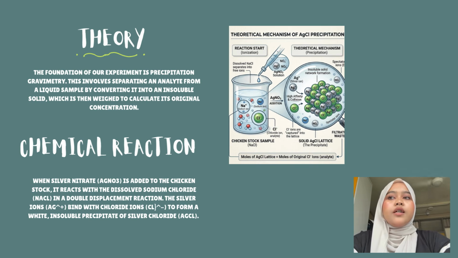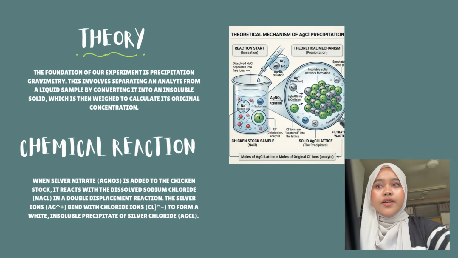For the chemical reaction, when silver nitrate, AgNO3, is added to the chicken stock, it reacts with the dissolved sodium chloride, NaCl, in a double displacement reaction. The silver ions, Ag+, bond with the chloride ions, Cl-, to form a white insoluble precipitate of silver chloride, AgCl.